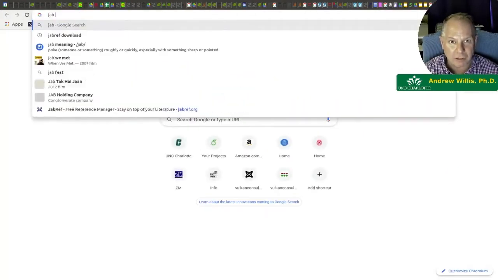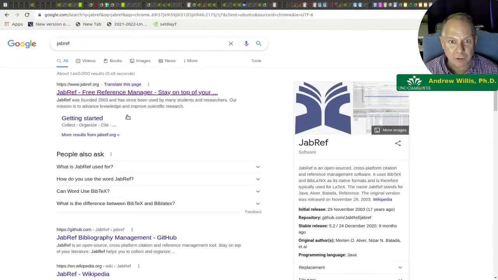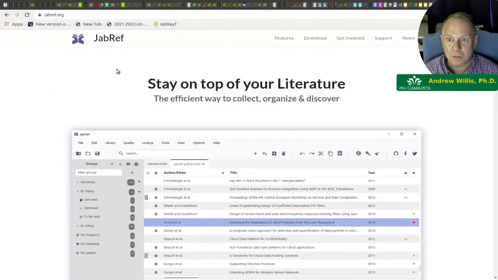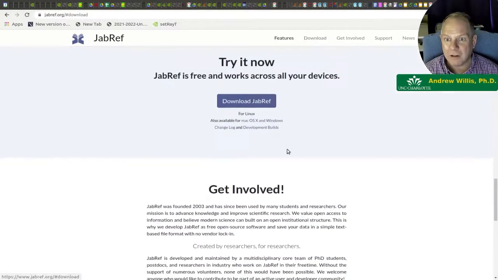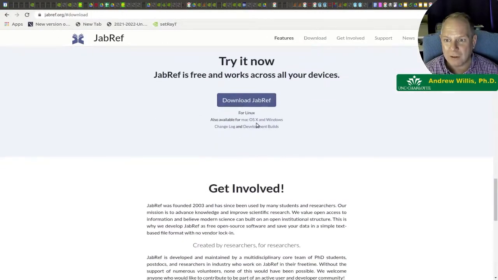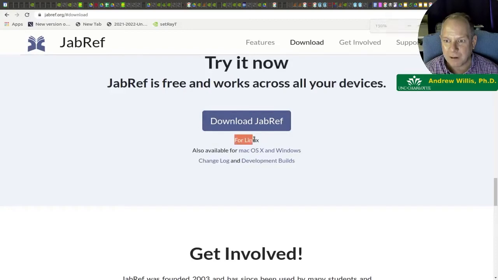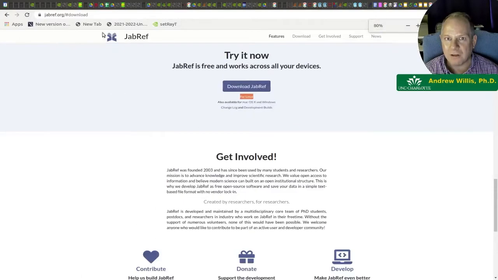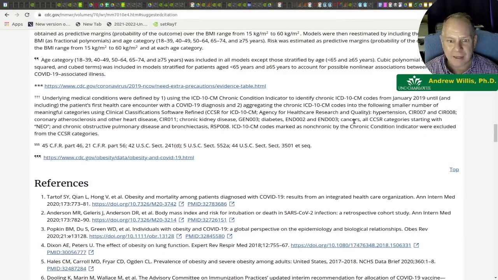So this software that I'm using is JabRef. It's free software, so if you type it into Google, you can get it. You can click on download, and you can download it for Mac OS X, Windows, or Linux. I happen to be on Linux, so it's already found my operating system, and it allows me to download it. This will be part of the record on the video, so I'll also share. So you can certainly have that, and that's the data that I'm using.